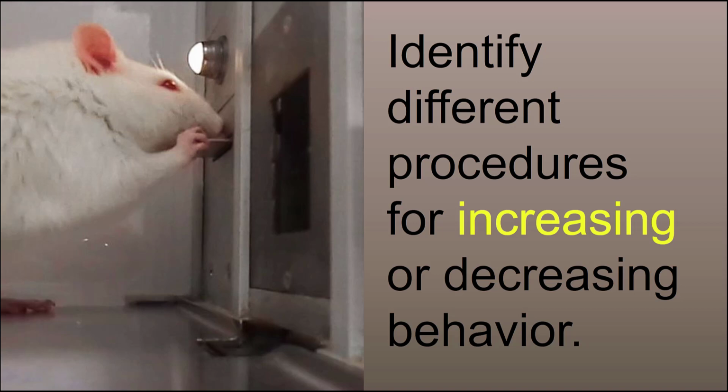The first learning objective in Chapter 7 is to identify different procedures for increasing or decreasing behavior. To increase a behavior, reinforce it. Notice the behavior is reinforced, not the individual. It's not that the rat was reinforced for pressing the lever. Instead, the rat's lever pressing was reinforced by food delivery or whatever. Whether reinforcement is continuous or intermittent, and no matter what the schedule, some reinforcement produces more behavior than no reinforcement.